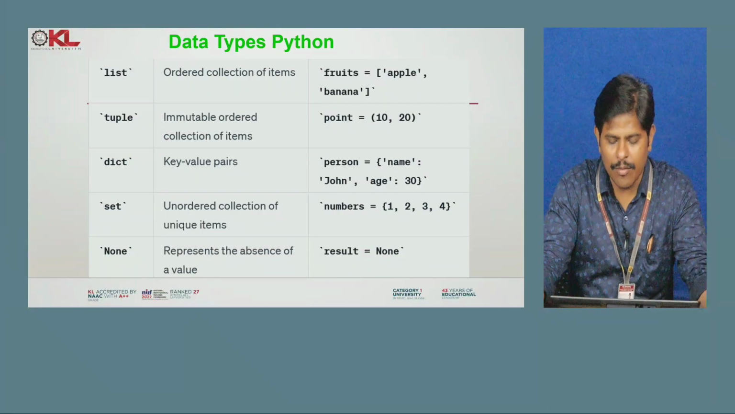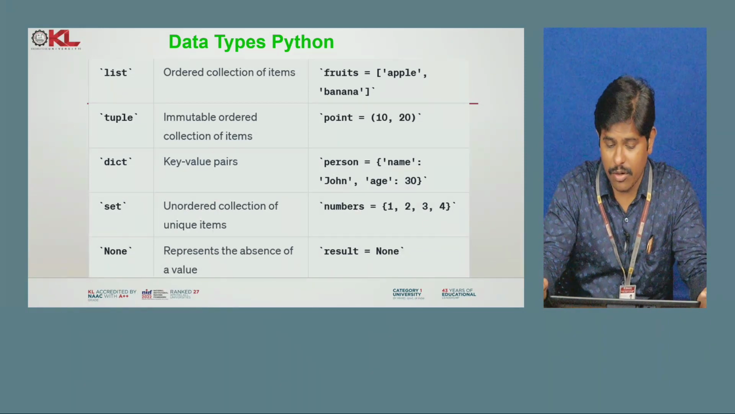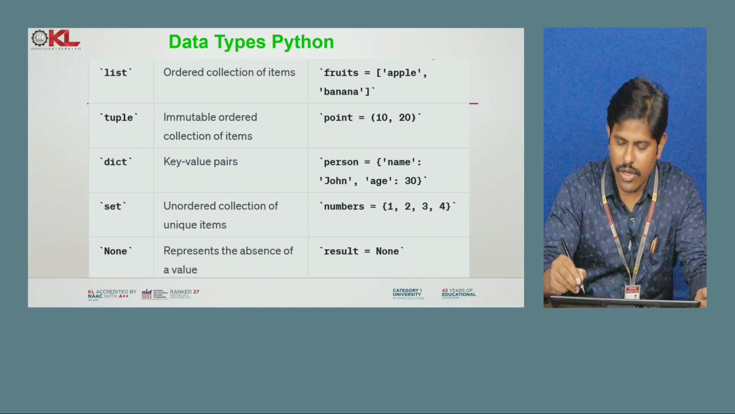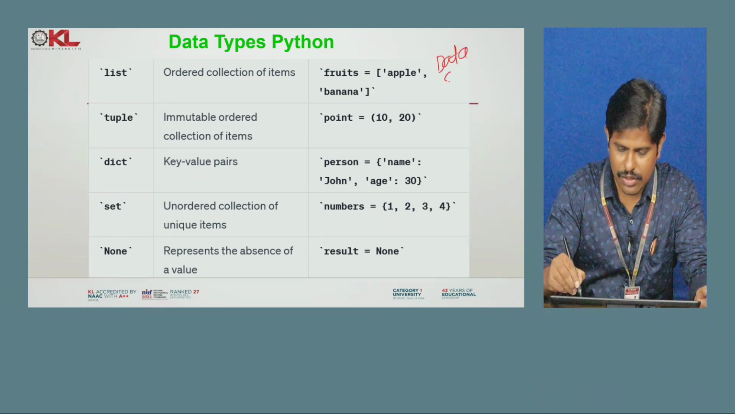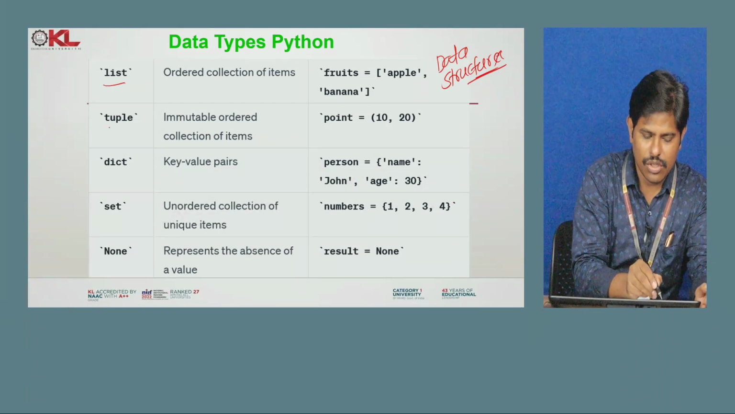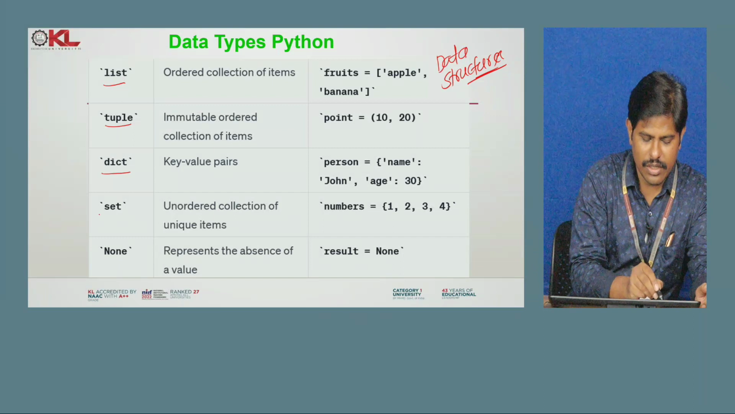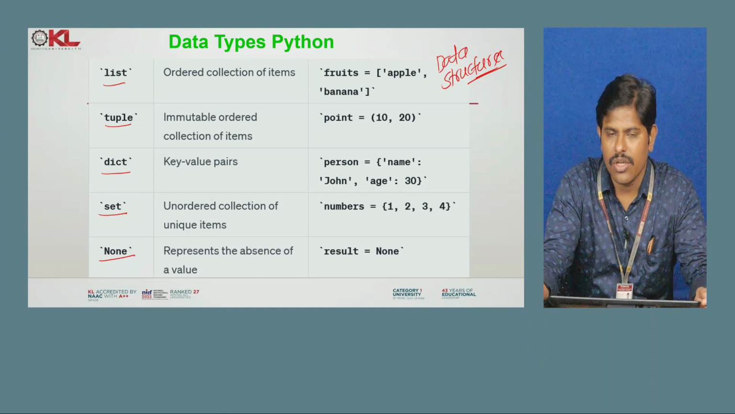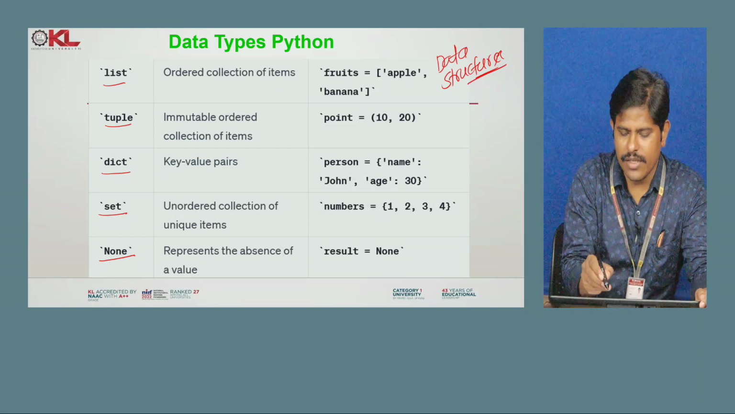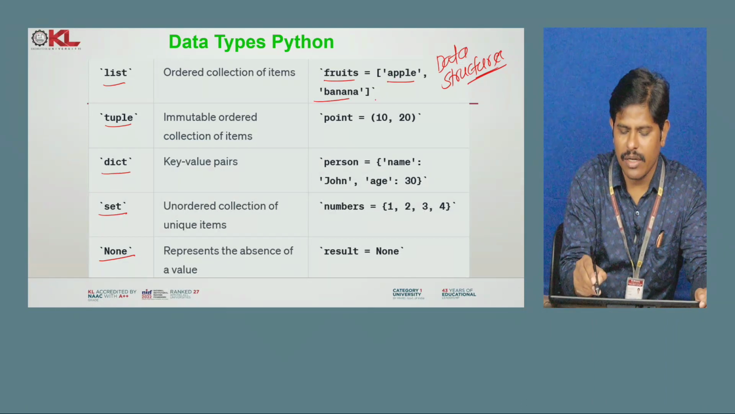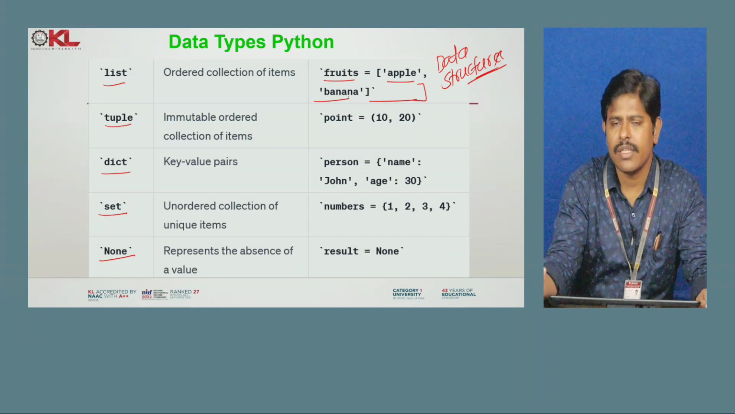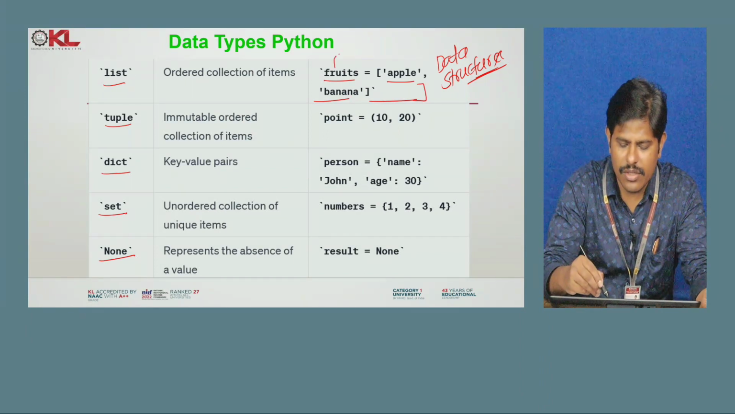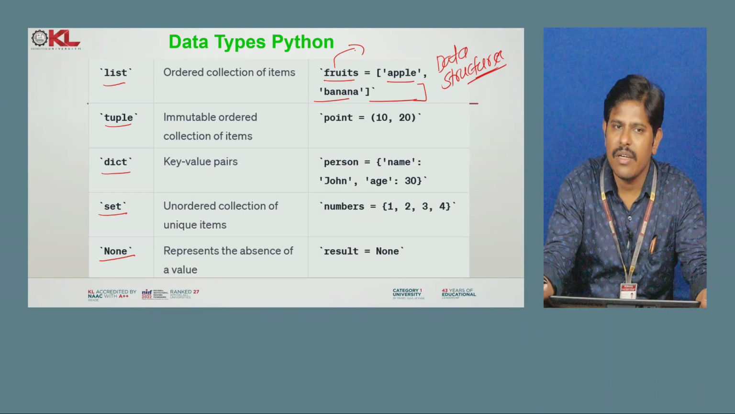And coming to the Python specific data types, we call them data structures in Python. So lists, tuples, dictionaries, sets, and the None data type. A list is an ordered collection of items. Let us assume that you have a set of fruits: apple, banana, mango. So I'll say fruits equal to apple, banana and mango. All these three things together can be stored in a variable named fruits, and fruits will become a list.